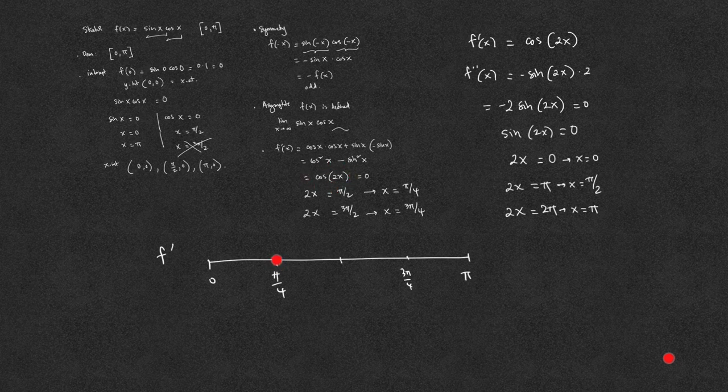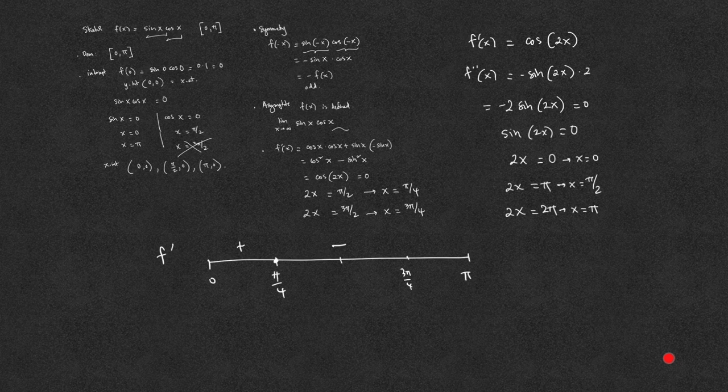pi over 6, for instance. Cosine of 2 times pi over 6. 2 times pi over 6 is pi over 3, and cosine of pi over 3 is positive. So the first derivative is positive from 0 to pi over 4. Pick any number from pi over 4 to 3 pi over 4, pi over 2 for instance, and plug it into the first derivative. Cosine of 2 times pi over 2 is cosine of pi. Cosine of pi is negative.